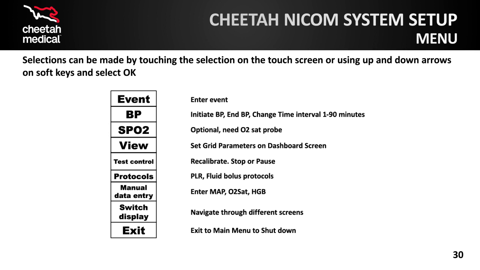A clinician may initiate or end blood pressure, or change the time interval to every 1 to 90 minutes. Select the option to initiate continuous oxygen saturation readings when a probe is available on the CHEETAH NICOM system. View may change grid parameters on the dashboard screen. Test controls to initiate calibration or pause the monitor.